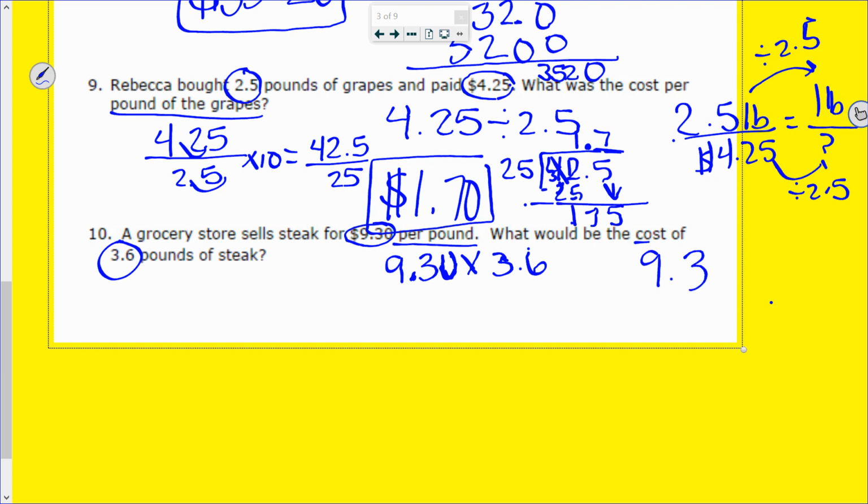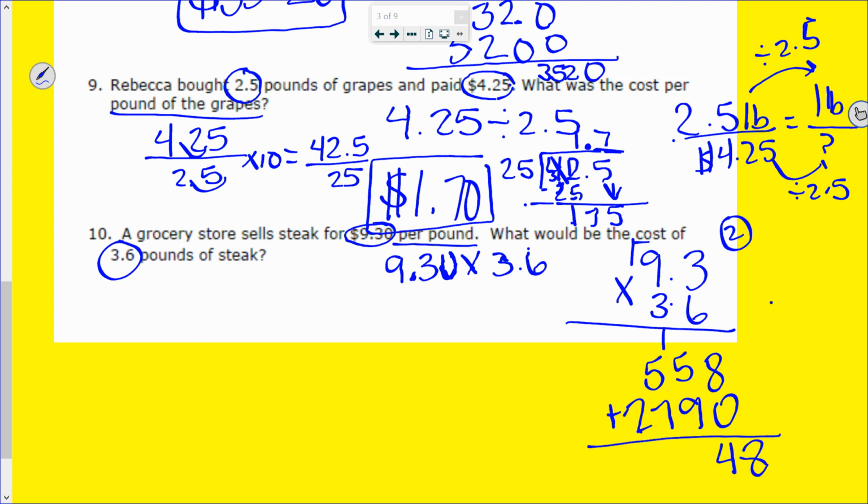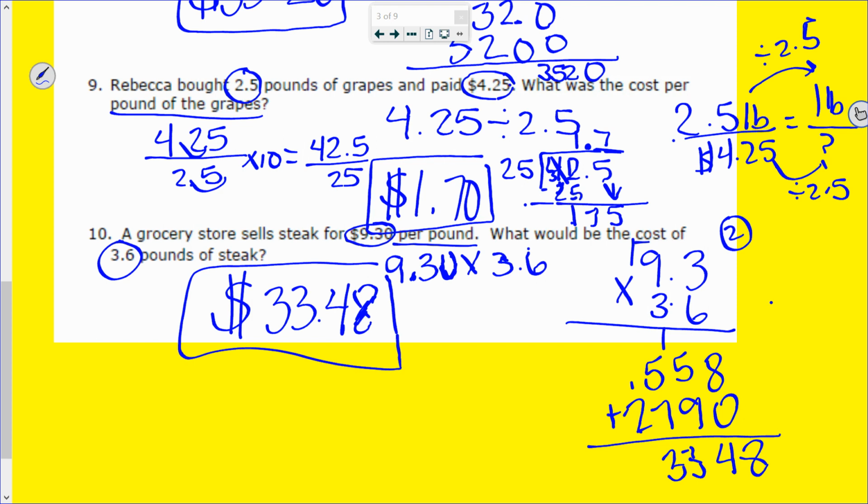So it becomes 9.3 times 3.6. There are 2 decimals, and you just treat it like regular multiplication. 6 times 3 is 18, carry your 1. 6 times 9 is 54, plus 1 is 55. You have your 0, 9, 27. So that gives you the total for 3.6 pounds of steak, $33.48.